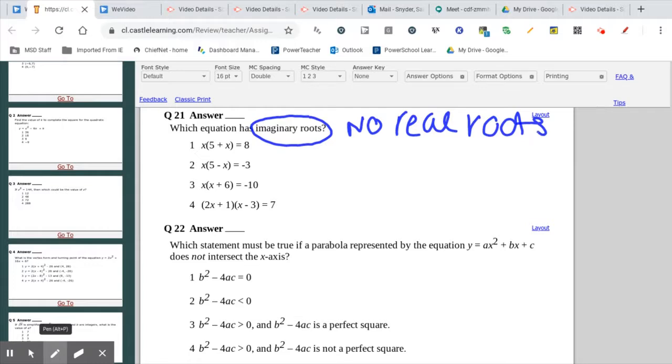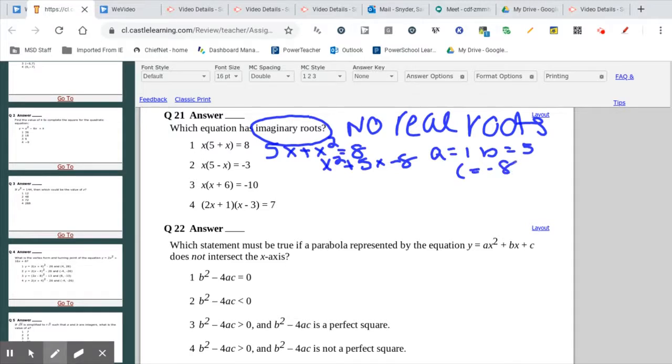So the first one, we can distribute the x. We get 5x plus x squared equals 8. Subtract our 8 from both sides and we end up with x squared plus 5x minus 8. We have a is equal to 1, b is equal to 5, and c is equal to negative 8.